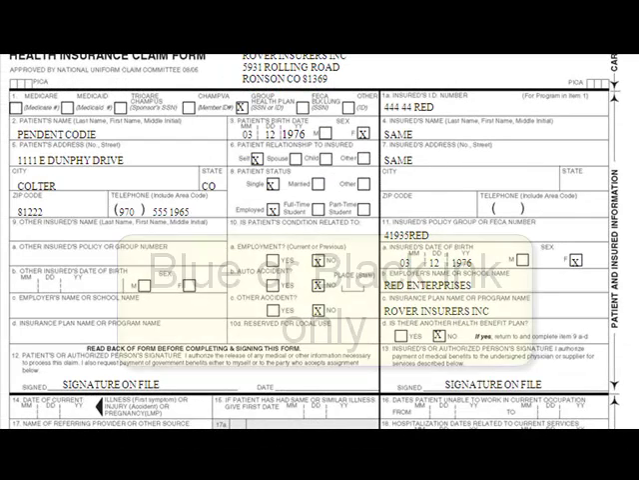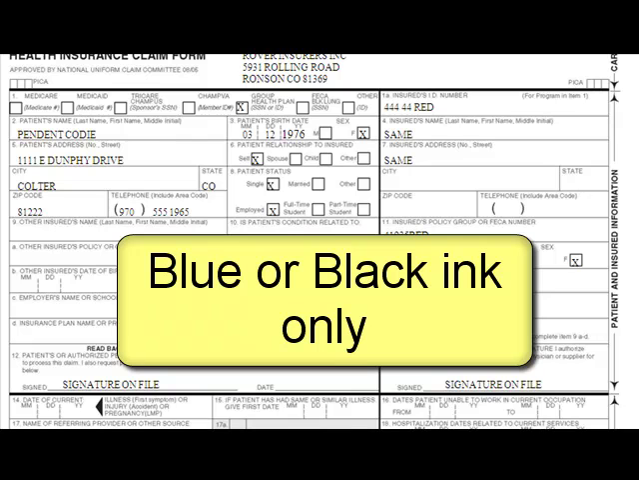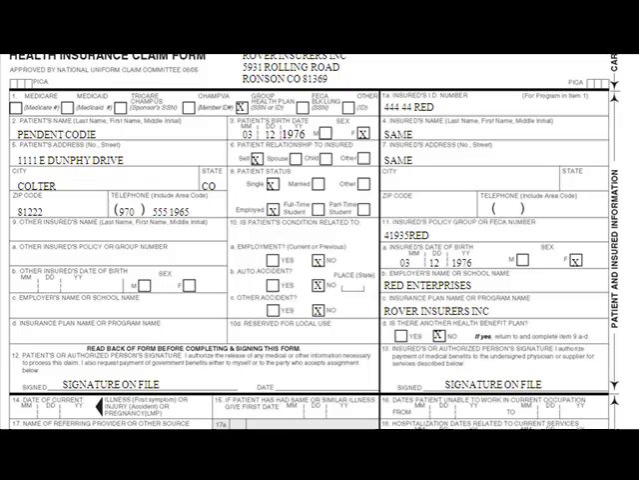The other thing is you must use blue or black ink on the form. And since it is a scannable form, no whiteout or correction tape is to be used on the form. These are the initial rules for the CMS 1500.